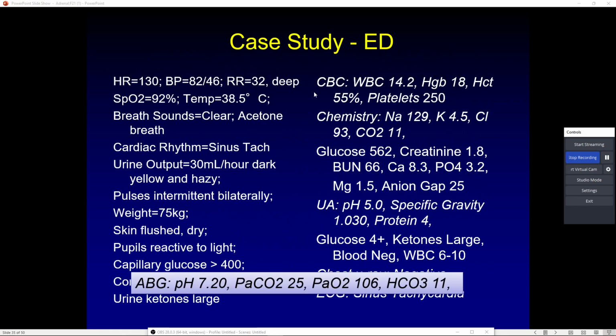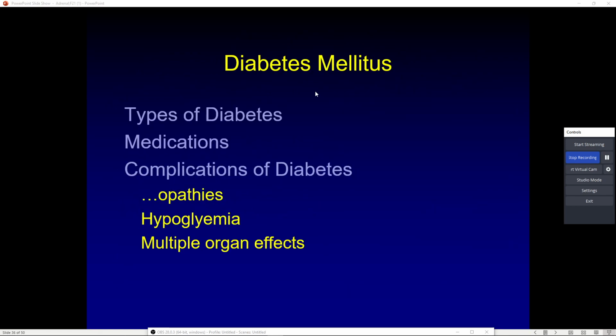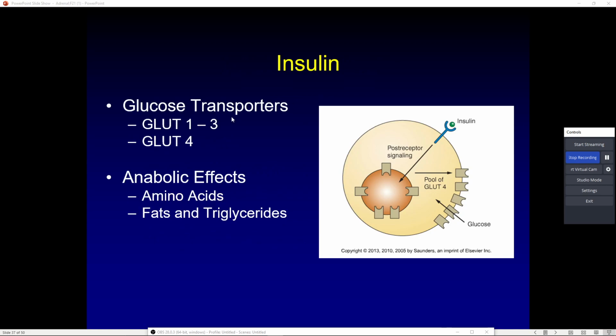I'm going to move past all this. Talk about diabetes just briefly. Pretty simple disease to understand. We have type 1 and type 2 diabetes. Okay, let's fast forward. Let's talk about insulin just briefly.